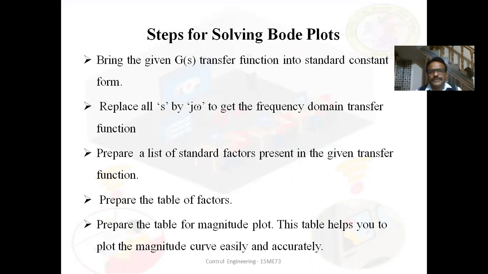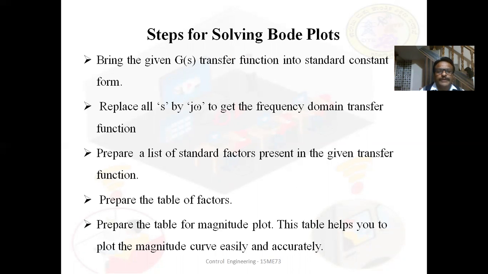These are the steps for solving a Bode plot. First, bring the given transfer function G of s into standard time constant form. Second, once you convert to standard time constant form, replace all s by j omega to get the frequency domain transfer function, that is, convert the s domain to the frequency domain by substituting s equal to j omega.